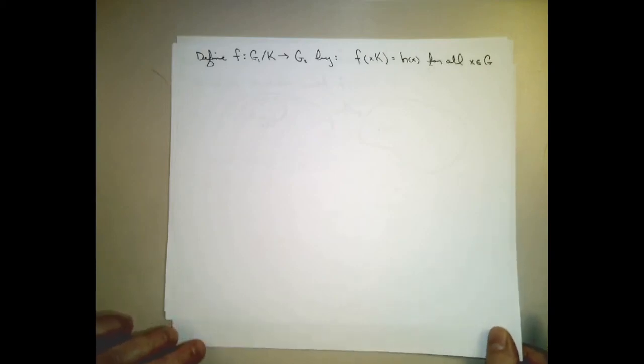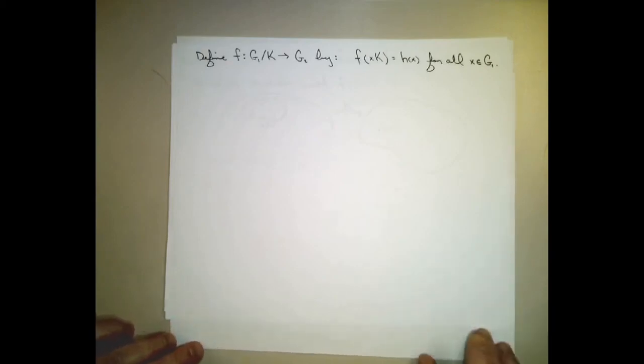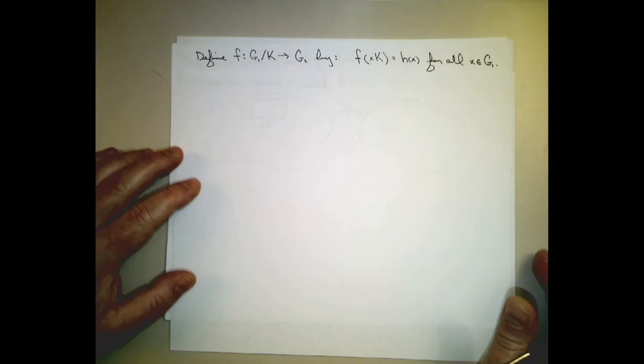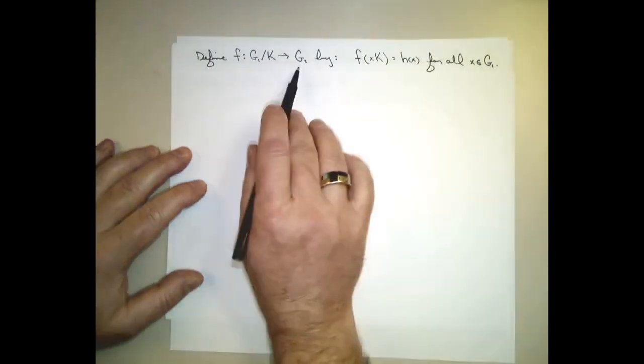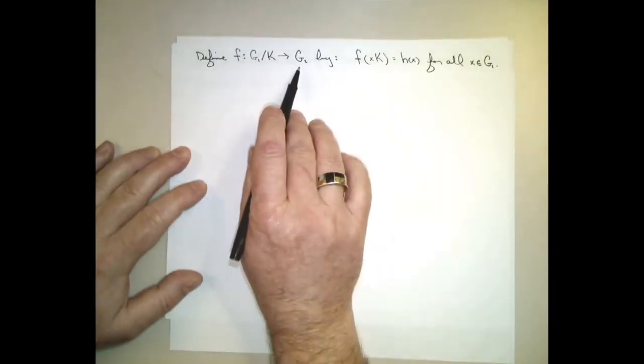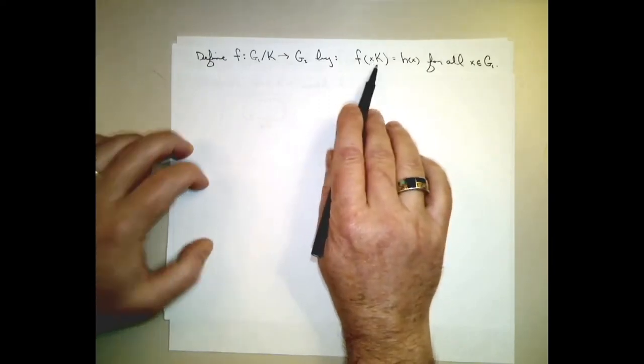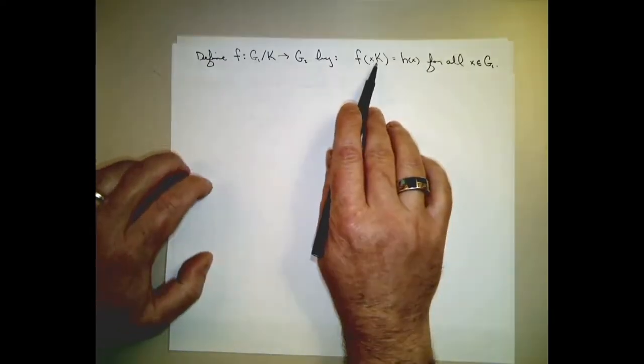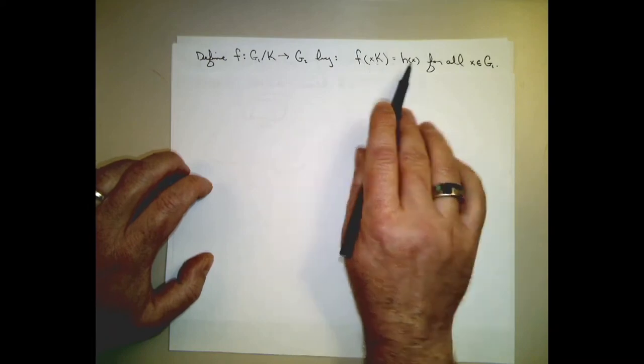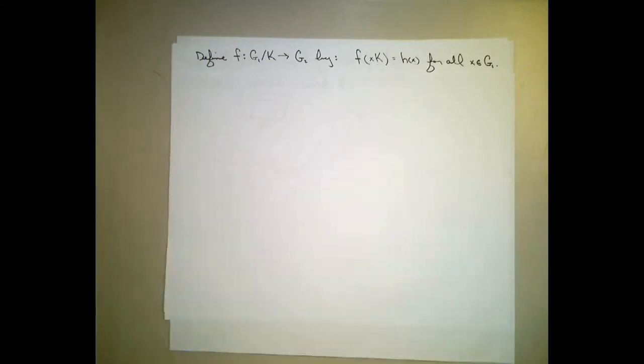Well, what we're going to do is define that function. We're going to define a function from our quotient group into G2 by sending, well, how about, doesn't it seem a natural thing to send the coset that contains X to what the image of X was under our homomorphism?